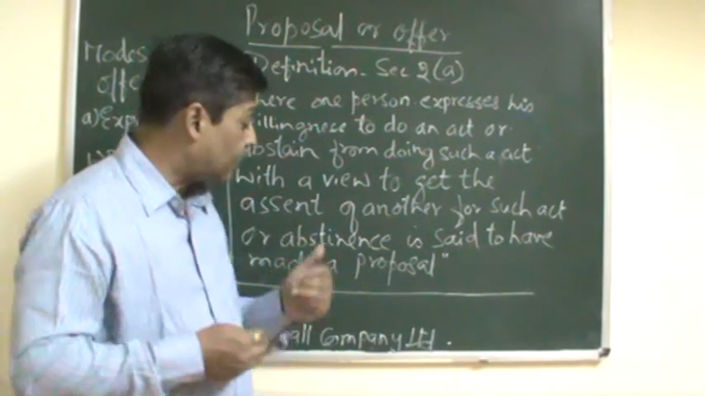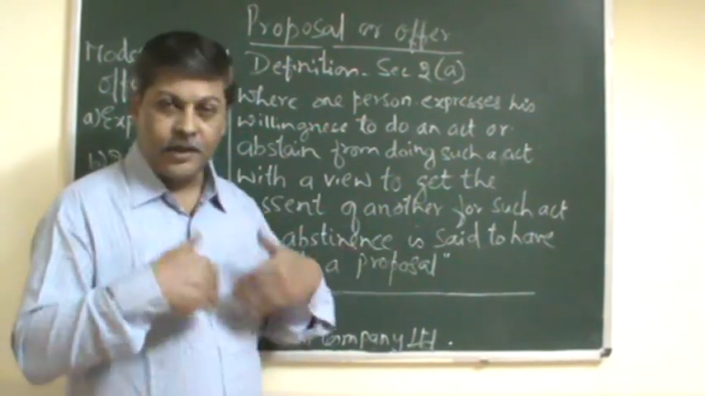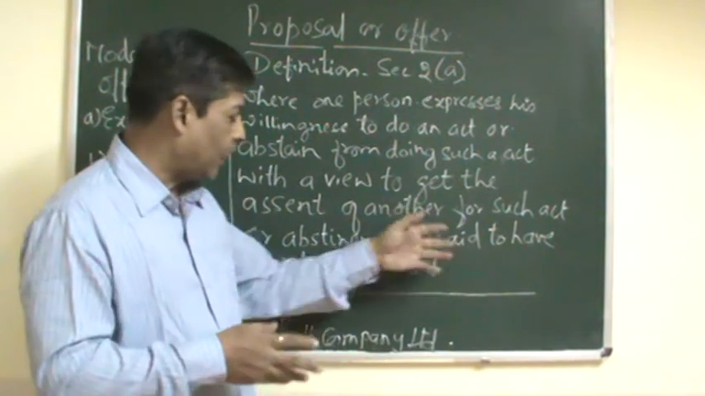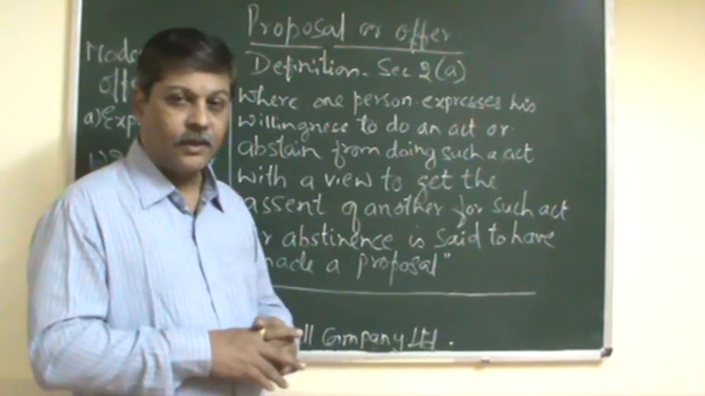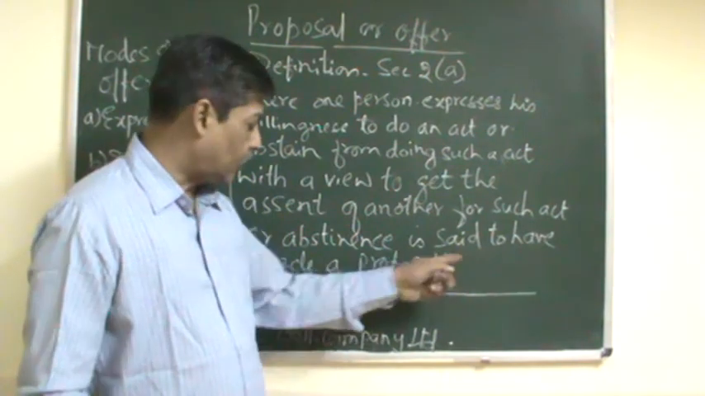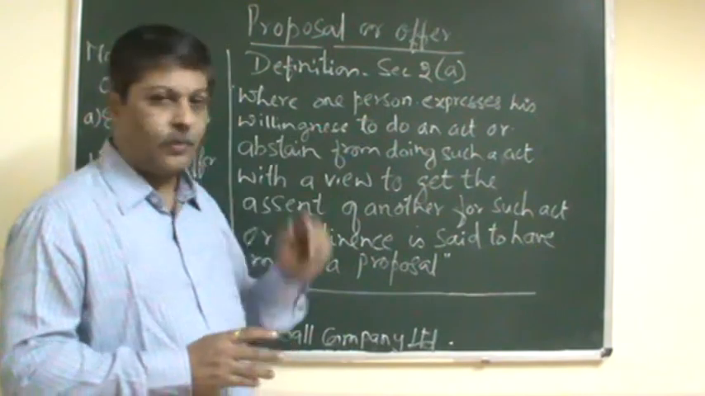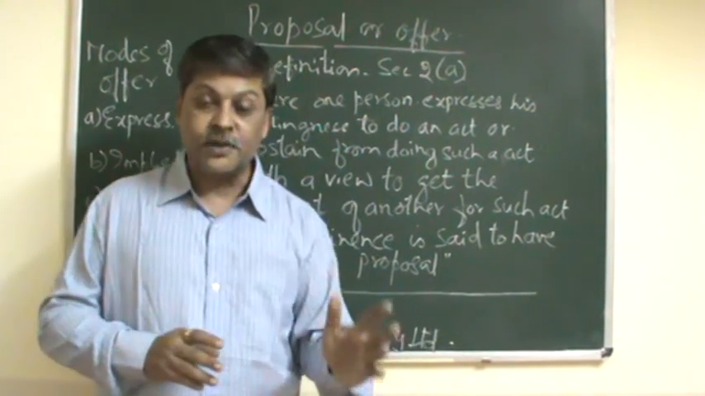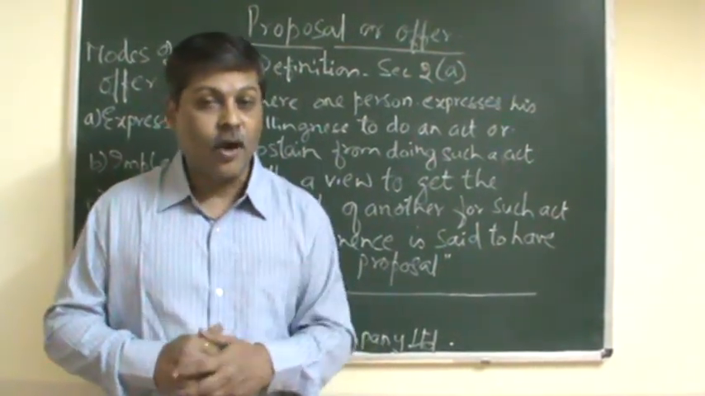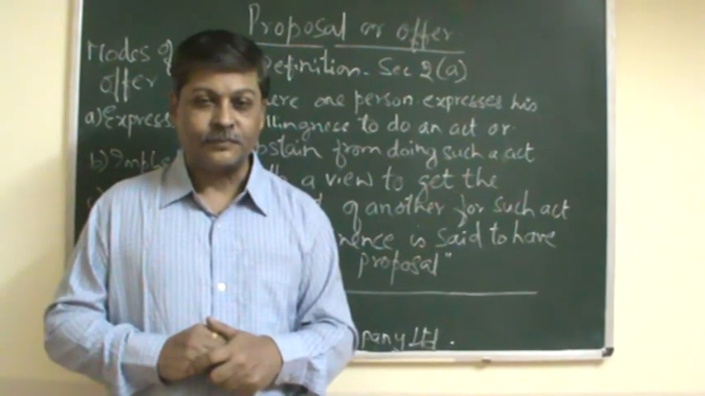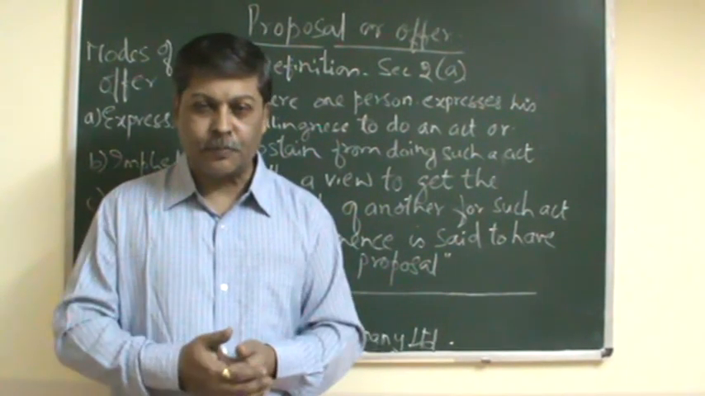So to get his consent, he is mainly showing his willingness to do that act or abstinence. Such a person is said to have made a proposal. The person who expresses his willingness to do the act or abstain from doing the act is said to have made the proposal.